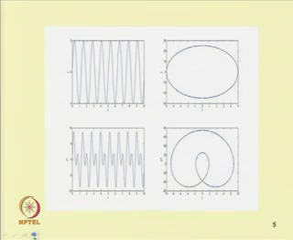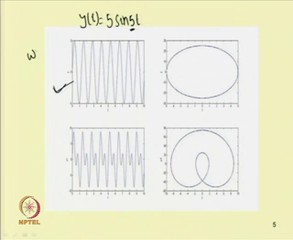These are some of the periodic responses, with the time response and phase portrait plotted. For example, the first curve represents y(t). It is plotted as y(t) equal to 5 sin 5t. Here the amplitude is 5, and the frequency is 5. So, omega equal to 5 radian per second in this case, and the amplitude equals 5 units.